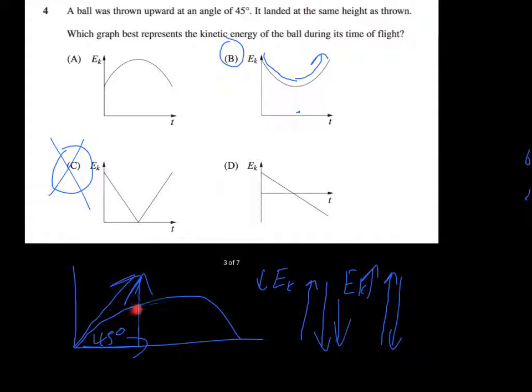The whole time, during every point in that flight, there's a baseline kinetic energy, which is the horizontal kinetic energy, because it's always moving sideways. However, the kinetic energy in the up and down component of the motion decreases on the way up and then increases on the way down. So the answer must be B.